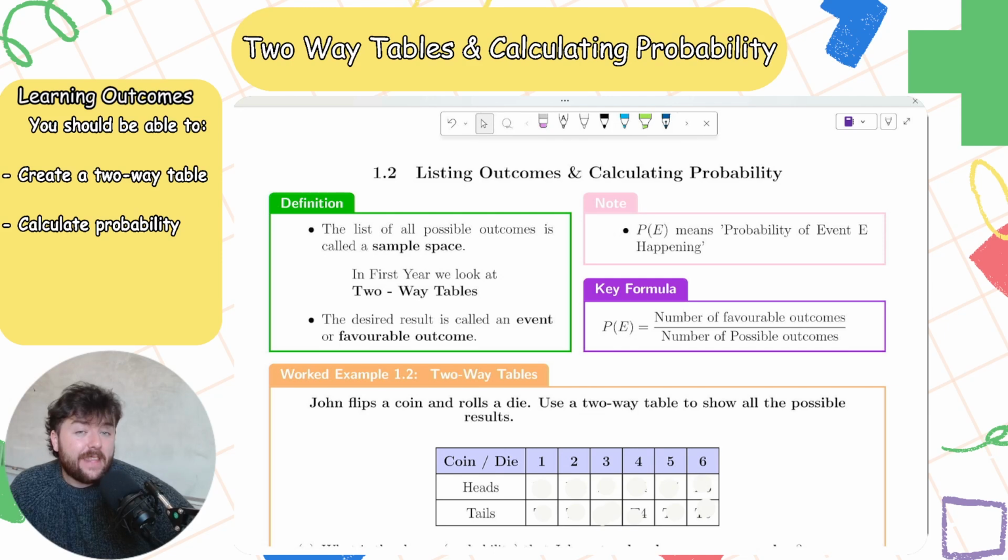Hello everybody. In this video we're looking at two-way tables and calculating probability. So what is probability? Probability is the study of chance. We want to find out how likely it would be for something to happen.